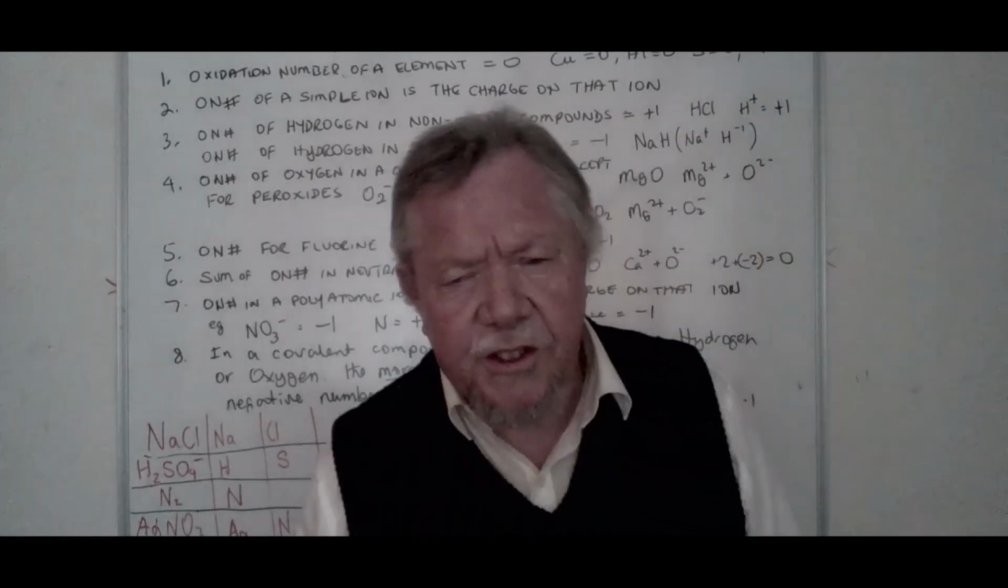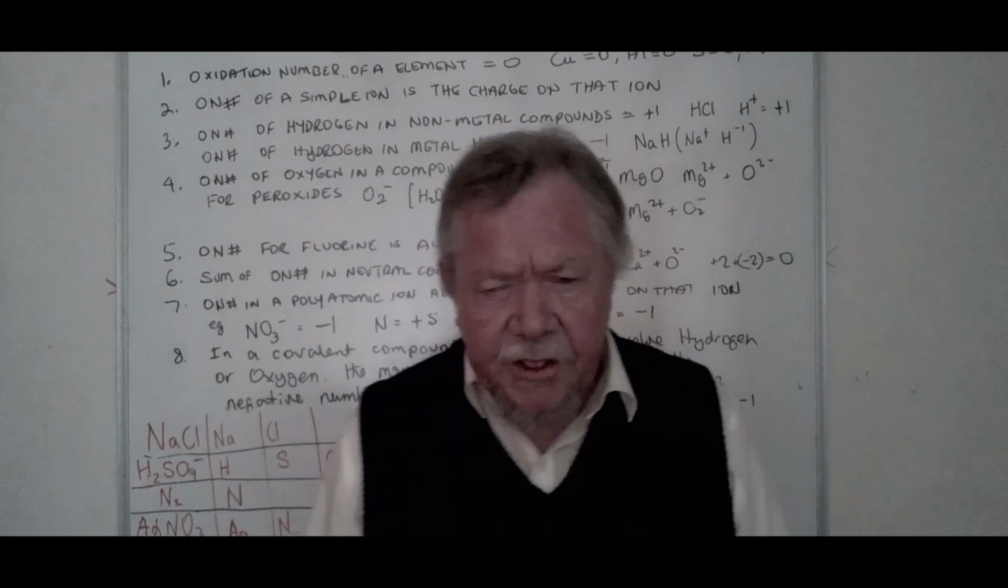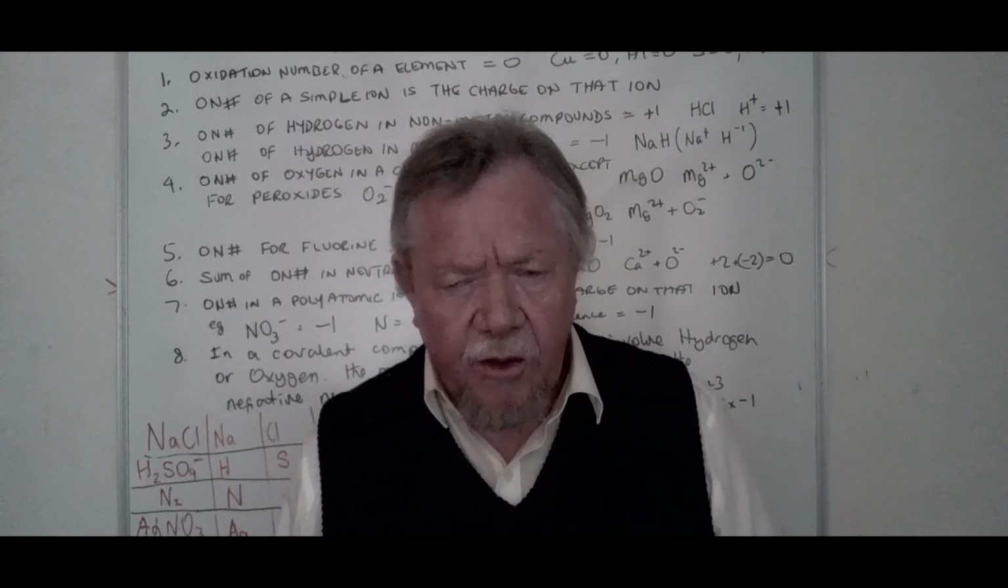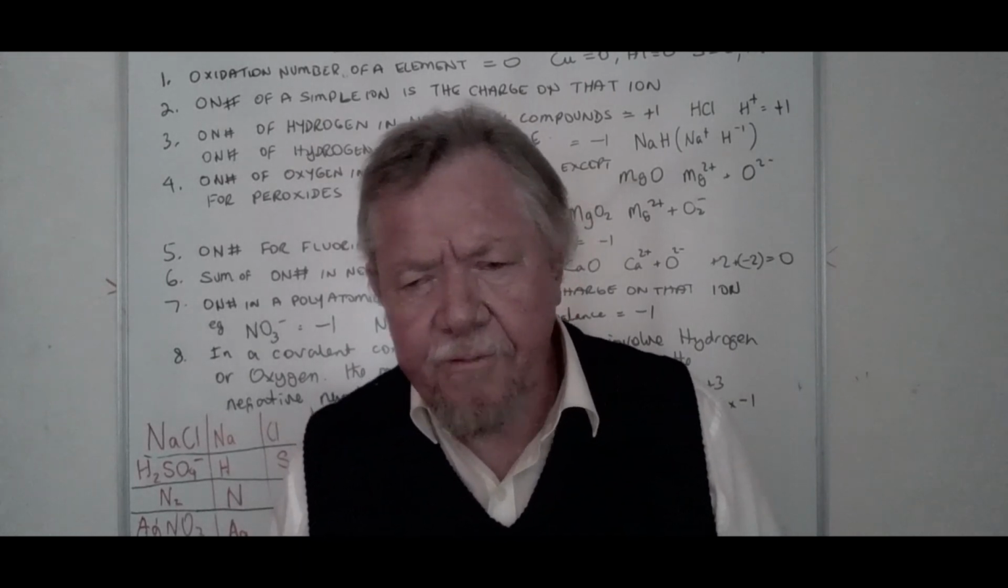Okay, so rule number one: the oxidation number of an element is equal to 0. The example that I've given you there is copper is equal to 0, aluminium is equal to 0, sulfur is equal to 0, and nitrogen gas is equal to 0. So the N in nitrogen gas would be 0. Okay, so that's the first rule. If you have an element, just a pure element, then the oxidation number of that element will be 0. Okay, let's move on.